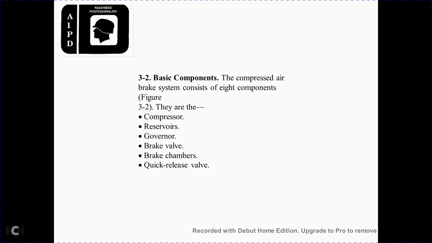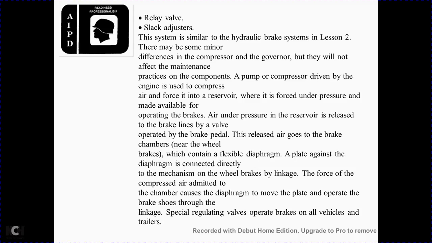Figure 3-2, basic components of the compressed air brake system. The components in figure 3-2 are the air compressor, reservoir, governor, brake valve, brake chamber, quick release valve, brake relay valve, and slack adjuster.